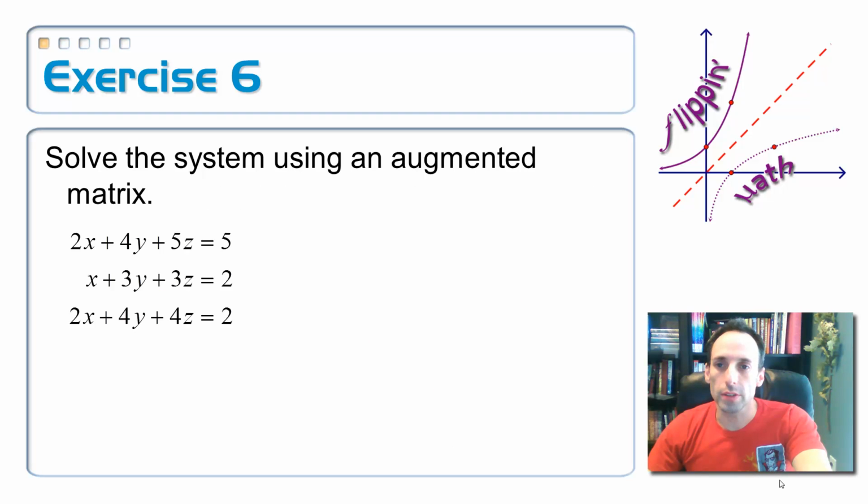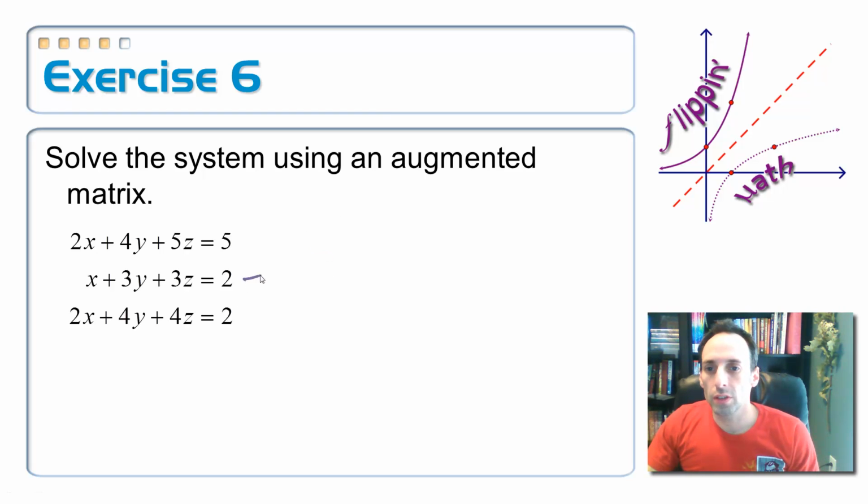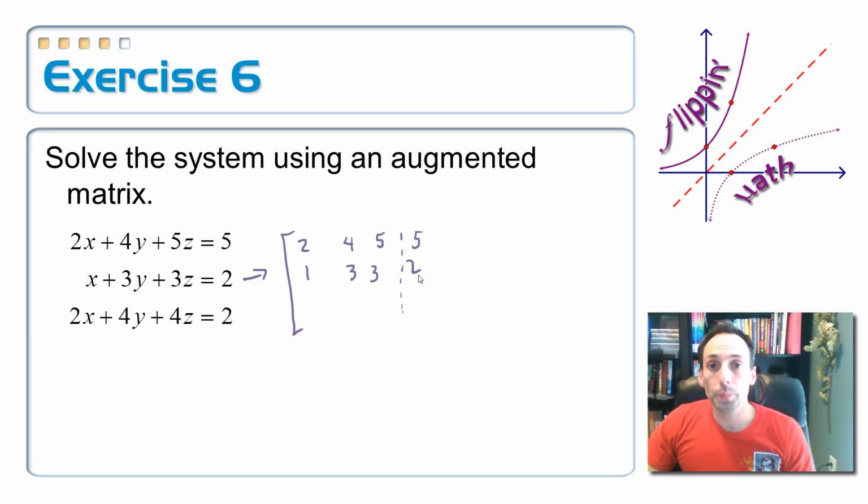So let's do this start to finish with this system of equations. The first thing that we need to do is put it into an augmented matrix. It's going to look like this. Across the top row it's a 2, a 4, a 5, and then another 5. I might draw this line down here to separate my coefficients from my constants. Next row is a 1, a 3, and a 2. And then I have a 2, a 4, 4, and a 2.